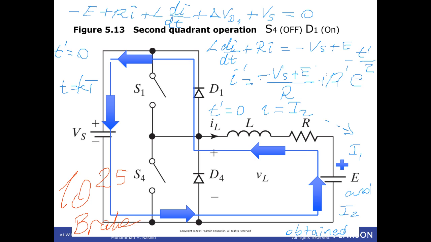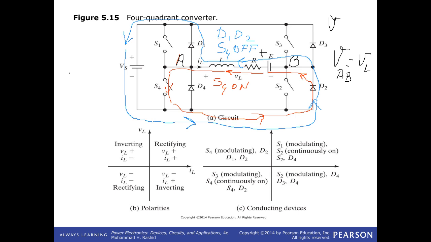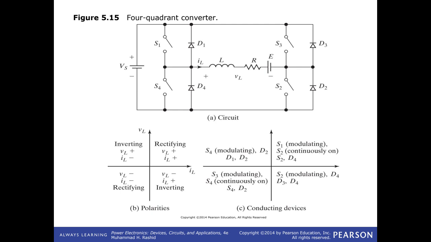Now, I'm going to make a brief reminder of those 4-quadrant operations. Please follow me. Now, for the first quadrant, we put S1 and S2 on, and one of them stays on, S2 remains on, and S1 is modulating.